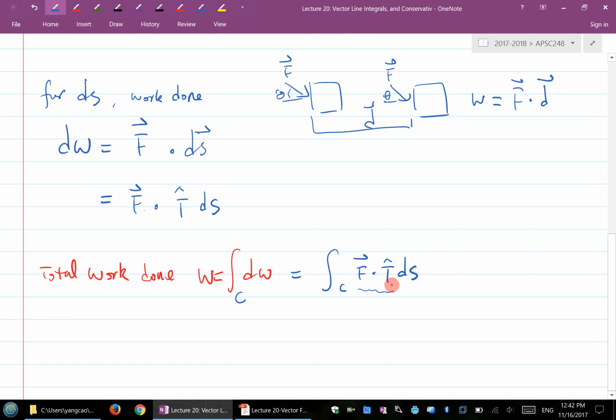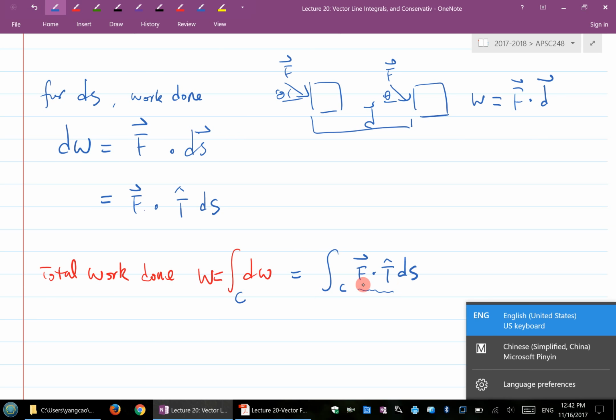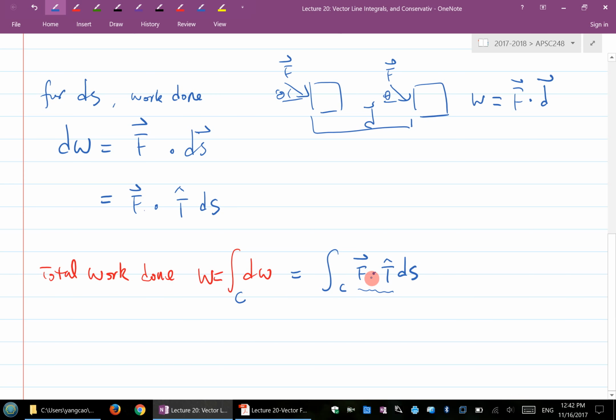Projection, right? So this is a projection of this force in the direction of t hat, and t hat is the direction basically moving along this curve C. So ultimately, this is the projection of force at that location into the t hat direction. Then dot the ds, give you the work. You add up all the total small work, you get the total work. Okay? That's basically the idea here.